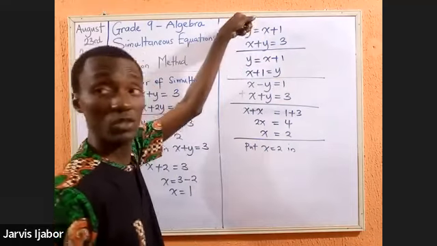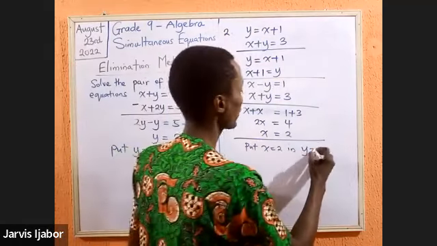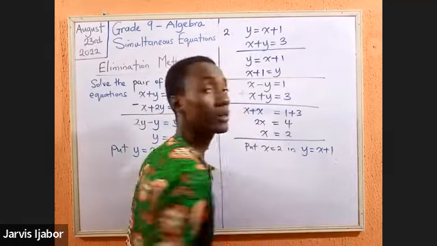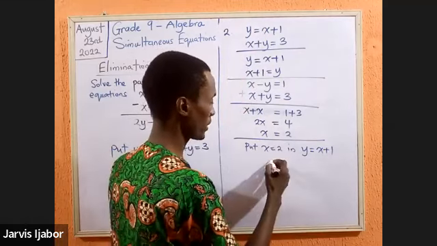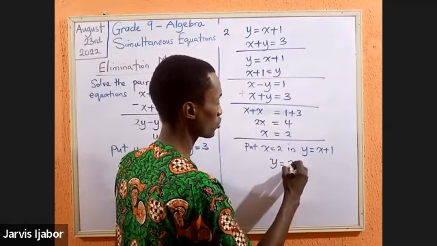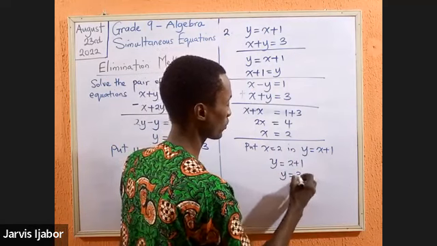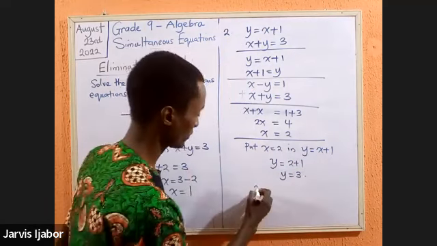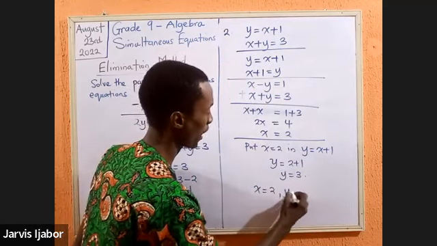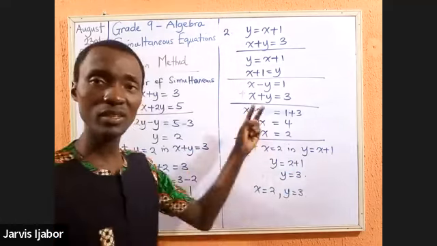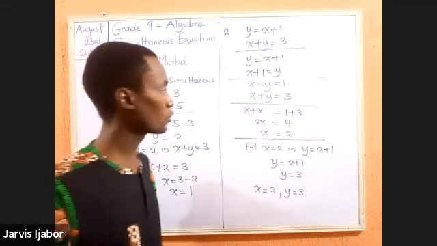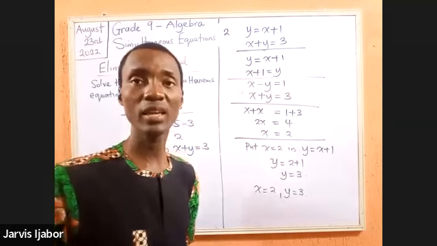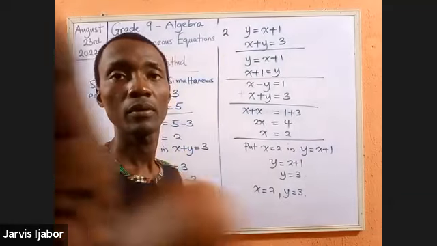I can go back to this original one. Y equal to x plus y. And what does that give us? It will mean that y will be equal to what? 2 plus 1, meaning that y is equal to 3. So we have solved for x, giving us 2, and y equal to 3. So these are some of the variations you can have in solving these problems.